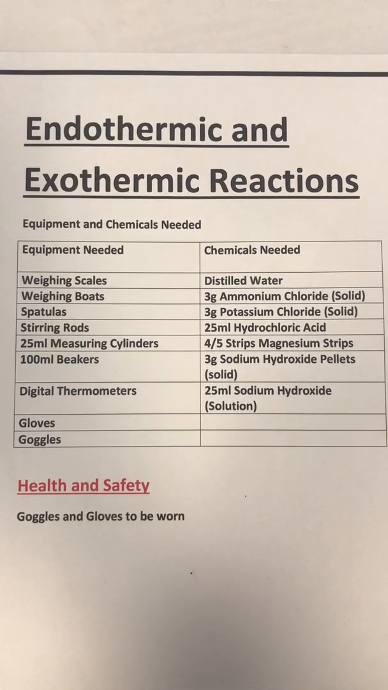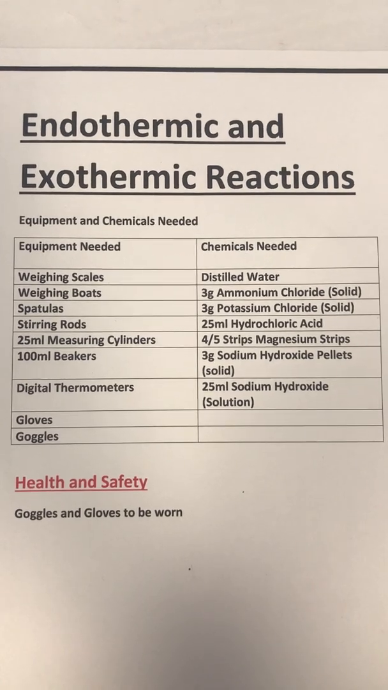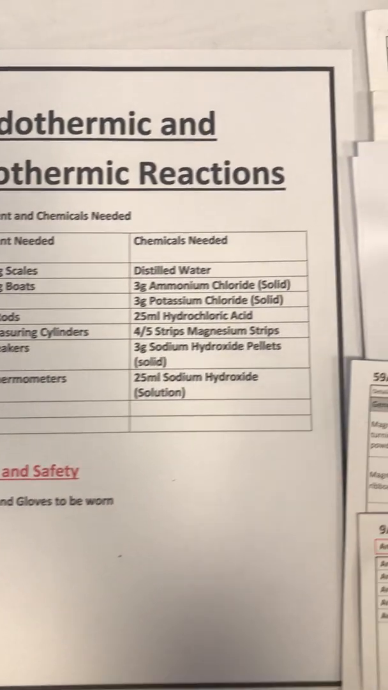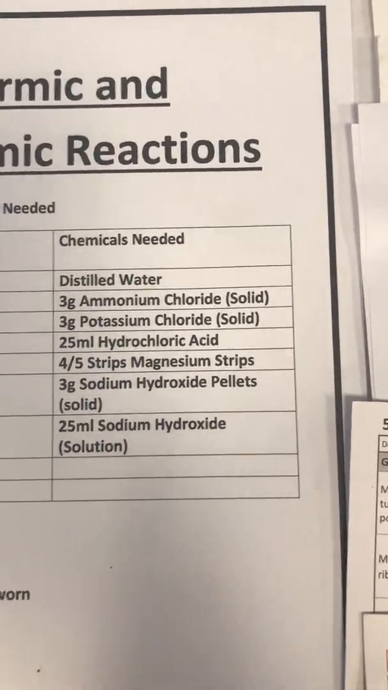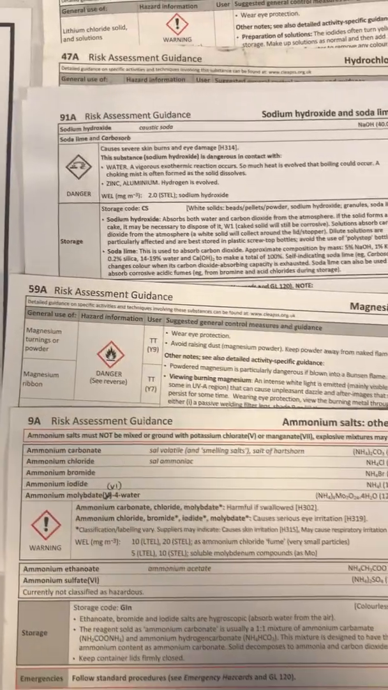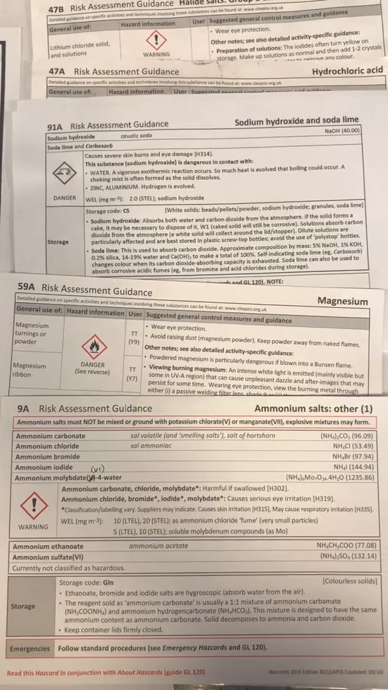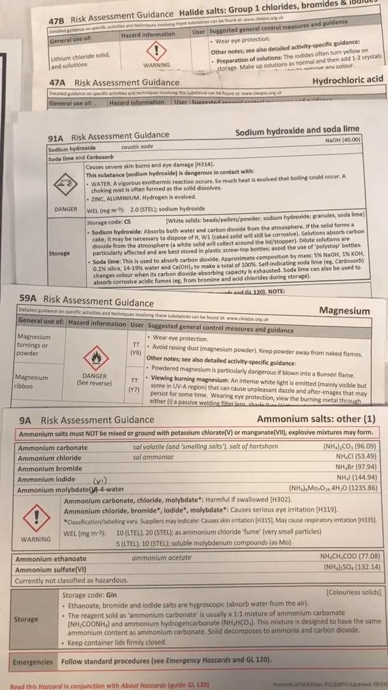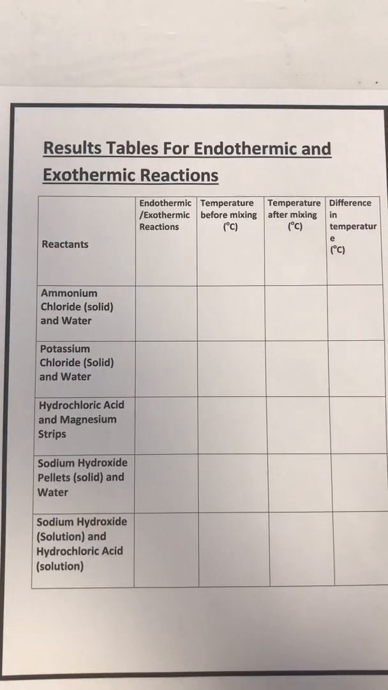In this video, we will show you some very popular endothermic and exothermic reactions. To do this experiment, we need certain chemicals and equipment. We need chemicals, so we need to do a risk assessment. Throughout the experiment, we will be wearing goggles to protect our eyes from any chemical spills.